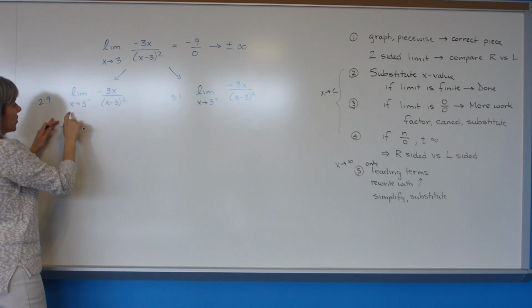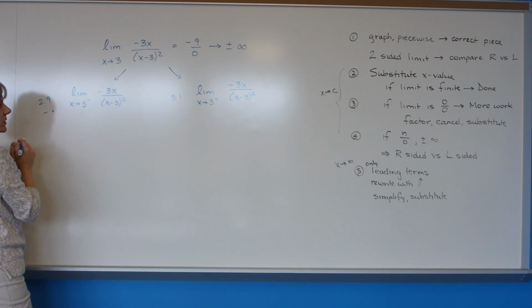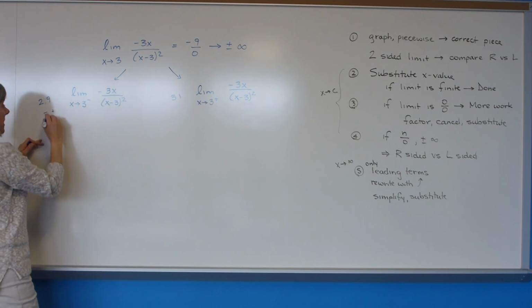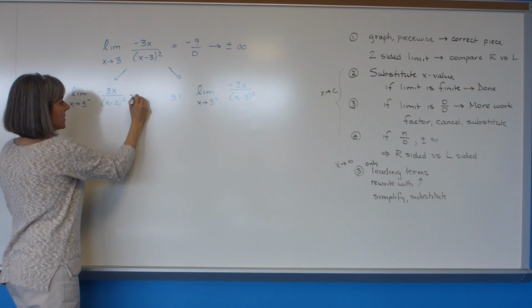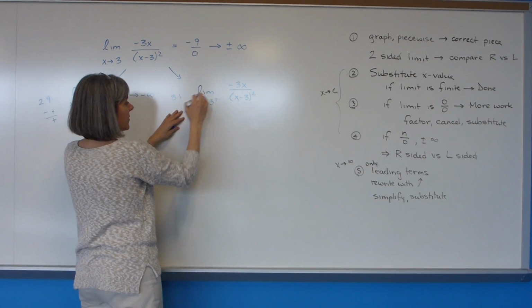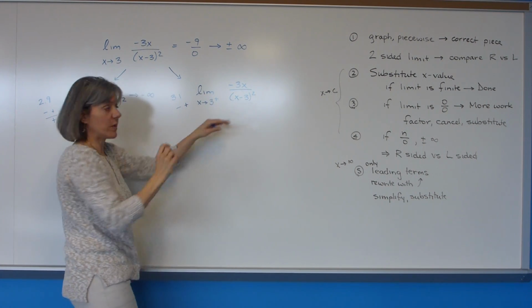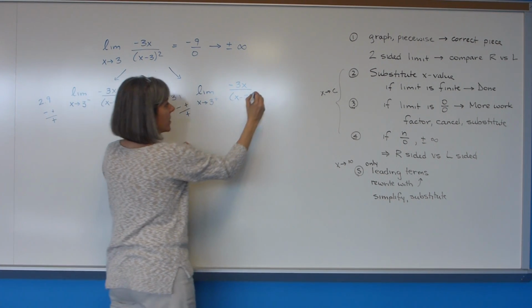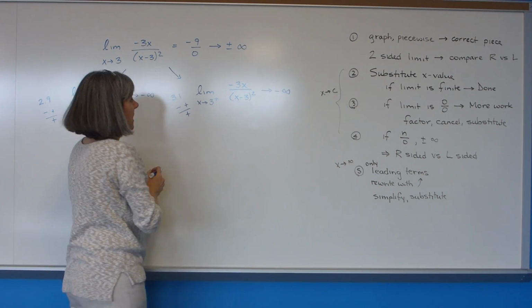Okay, so if I put in 2.9, I get minus times a positive, minus plus in the numerator. Denominator, anything squared is always positive. So altogether, I would get negative infinity. Looking at 3.1 here, I'm going to get a negative and a positive in the numerator. Square is always positive. So also negative infinity. These agree. They are the same.